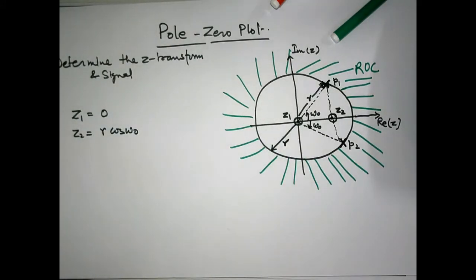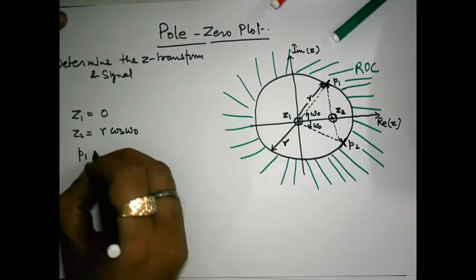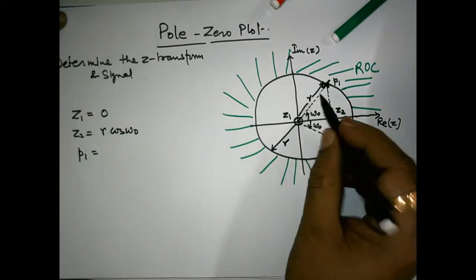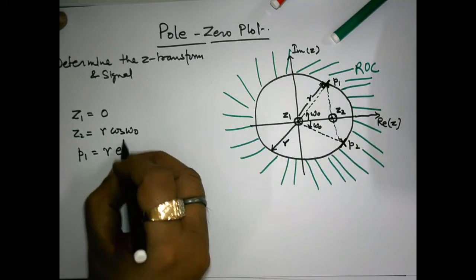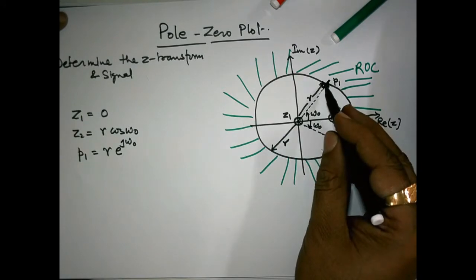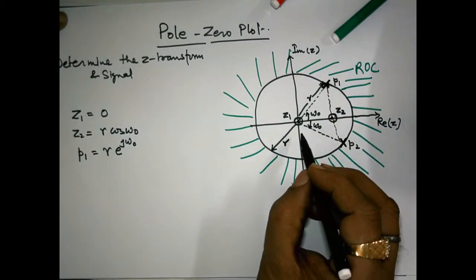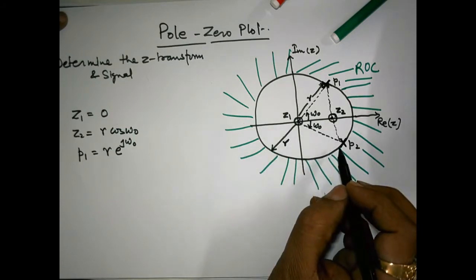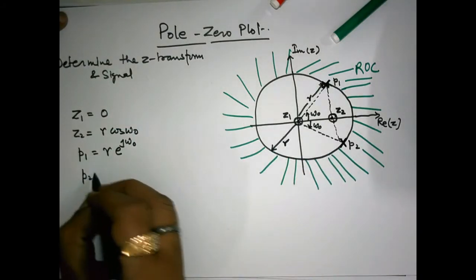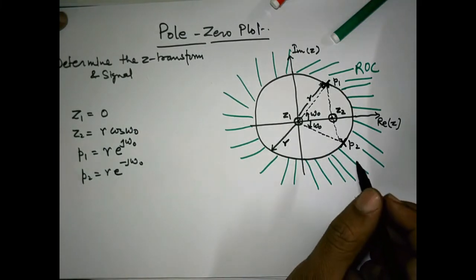And the poles: the very first pole is located at r e^(jω0). This is the location of the first pole. And what is the location of the second pole? r e^(−jω0). P2 is located at r e^(−jω0).